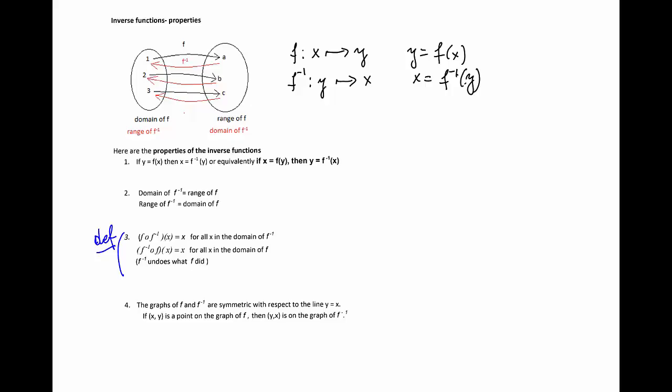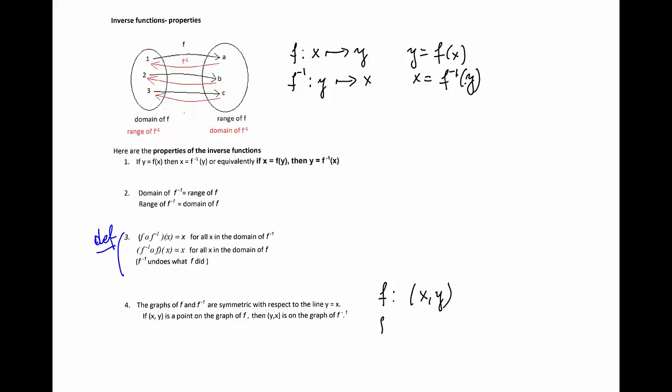And the last property is very important as far as graphs are concerned. We'll say that the graphs of the function f and f inverse are symmetric with respect to the line y equals x. Why is that? Now, if we recall the graph of the function f, we remember that the graph of any function is the set of the pairs input and output, so x and y. This point is on the graph of the function f.